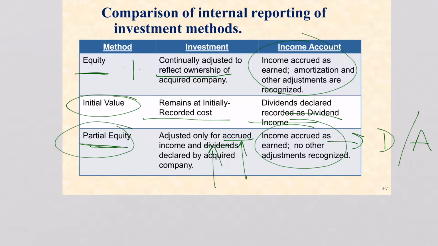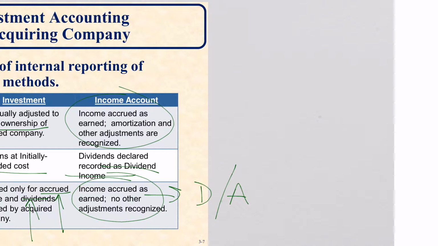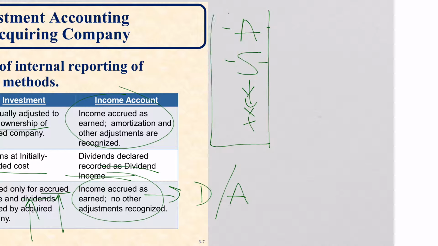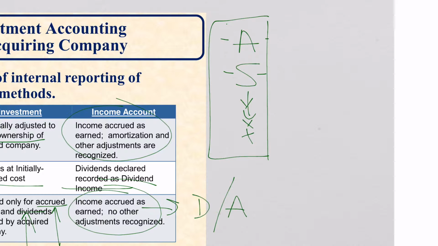But one thing's for sure, when the textbook gives you the A and the S and whatever other letters they give you as acronyms for the elimination entries to go from two sets of general ledgers to one consolidated statement, whatever else there is, I'll just say XXX. When they do that, one of the things that happens in those variety of entries is that the net result of the investment account does go to zero. That's for sure. It has to.